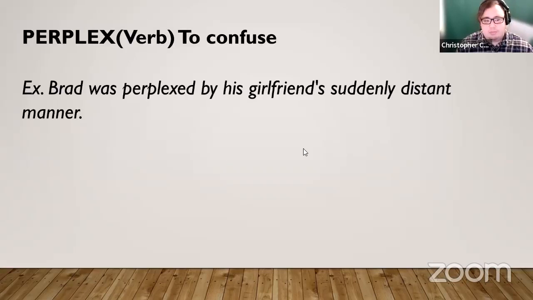Okay, this one, perplex. It's a verb, to confuse. Some of you may say English is perplexing. It's confusing.